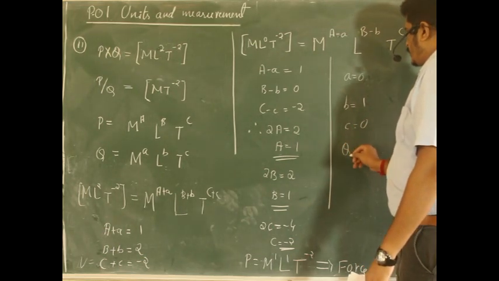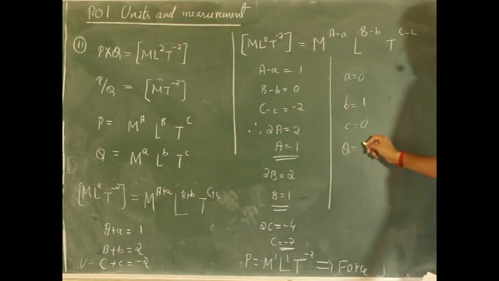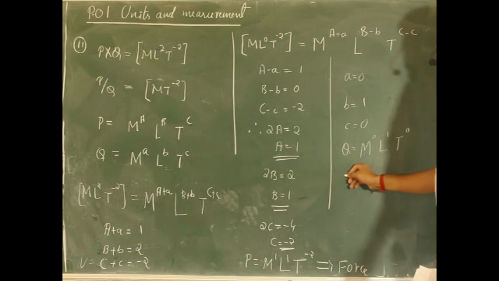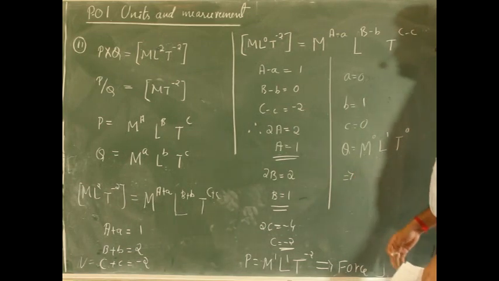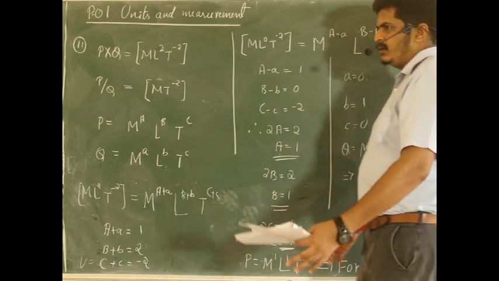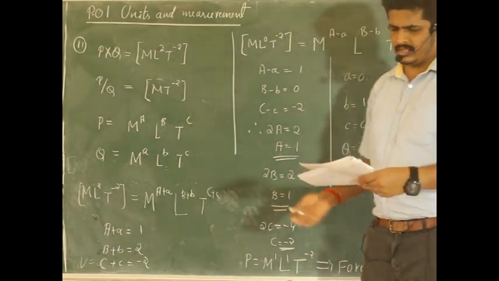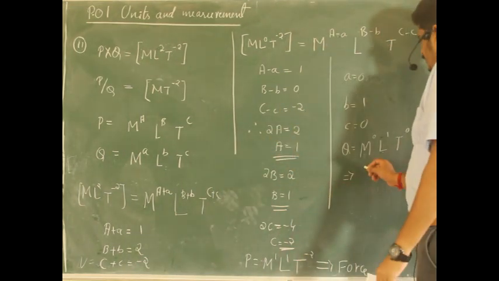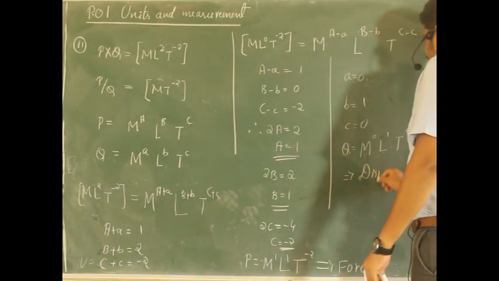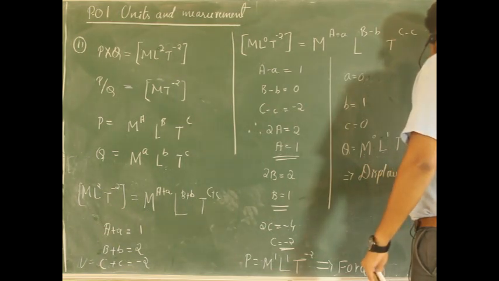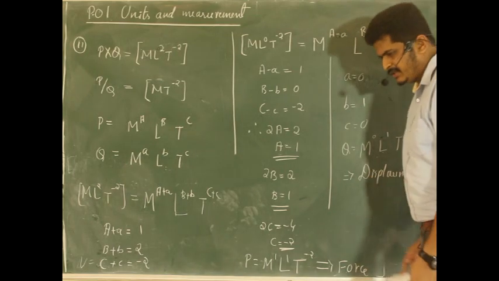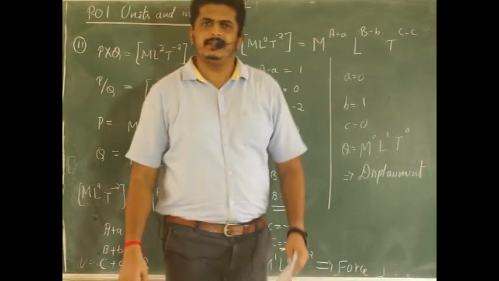So when you write the dimension formula for Q, the equation will be M power 0, L power 1, T power 0. This is nothing but equivalent to something regarding length. Here they have given something regarding displacement. That means, yes, unit of length, displacement. So what all does it represent? Force as well as displacement. So the answer is option 3.